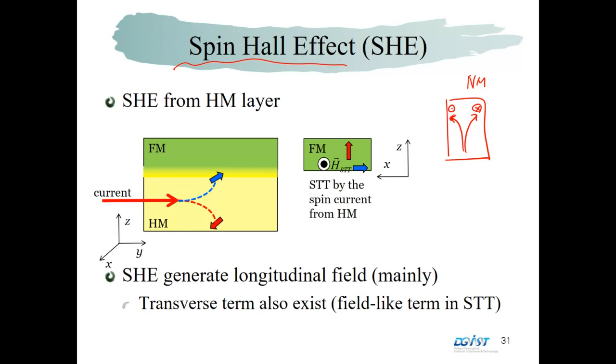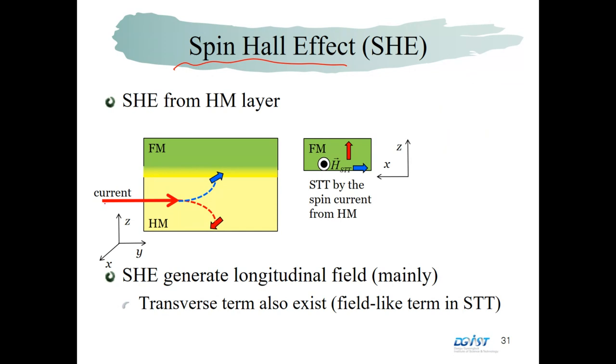The origin of the spin Hall effect is quite complex, and there are many possible reasons. If we have a symmetry breaking in a crystal structure, there is some possibility of the intrinsic spin Hall effect, or we have skew scattering, or the side jump effect. Anyway, this kind of spin Hall effect is widely observed in heavy metals like platinum, tungsten, or gold and palladium.